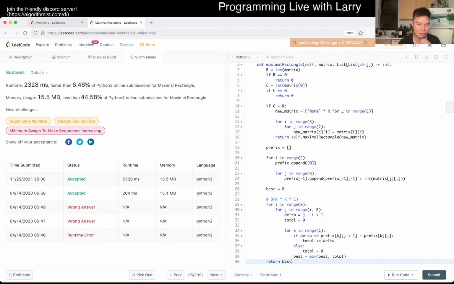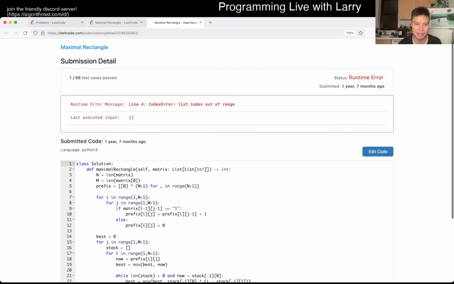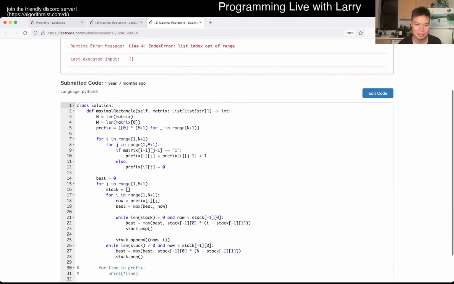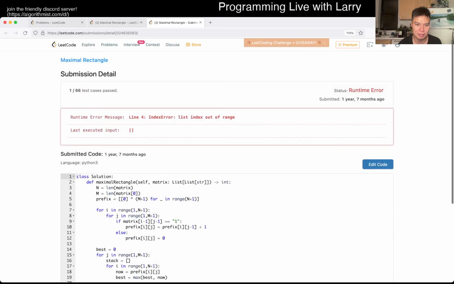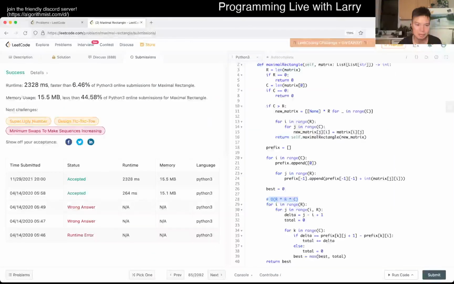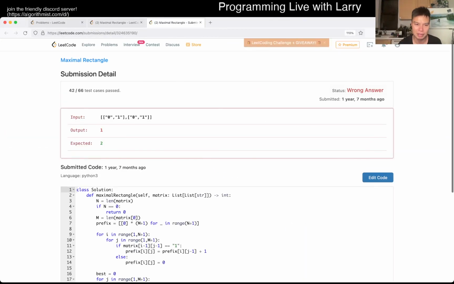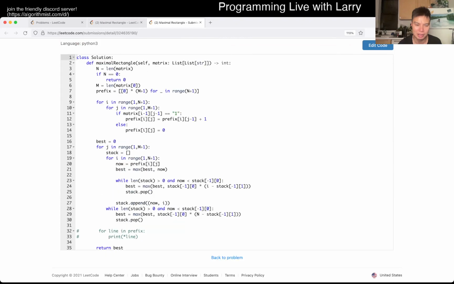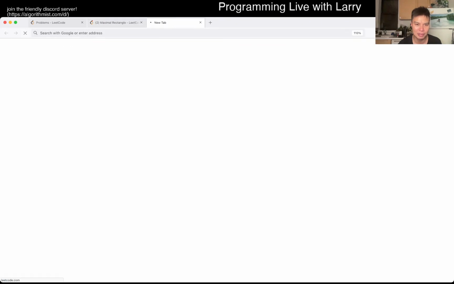But let's take a look. Maybe there's an easier solution, because this is all times R times C. Let's see if I can figure it out. Oh, I did do it with a stack last time. I guess there is a monostack. I didn't really think about a monostack solution this time for whatever reason, but it's still fast enough.